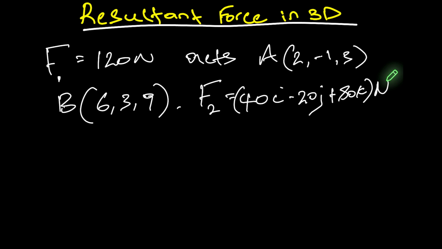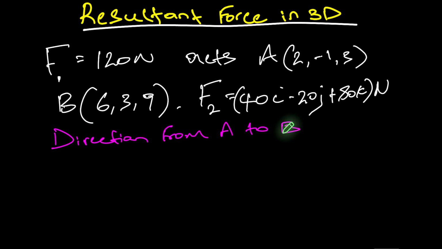Now we're going to evaluate the magnitude of the resultant first, but there are a few things that we need to do before we get to that point. So let's look at them in a step-by-step analysis. The first thing that we need to do here is to find the direction from A to B.